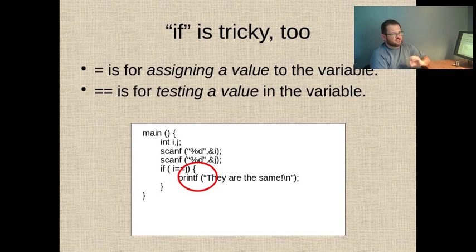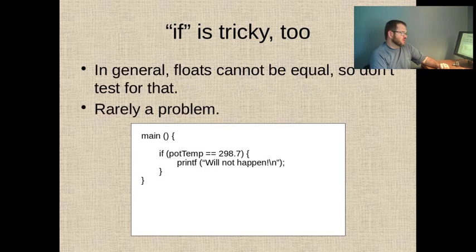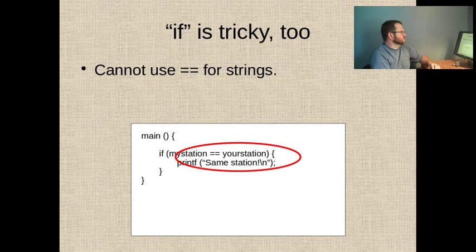Almost every programming language out there requires that difference. In general, floats cannot be equal to each other, so don't even try that, but that's rarely a problem. For example, you can't read in the temperature at one station and the temperature at another and see if they're equal. That's kind of a philosophical problem, right? How could two temperatures be equal? Surely if you measured it out to enough digits, they wouldn't be. I don't think this ever comes up in our class.